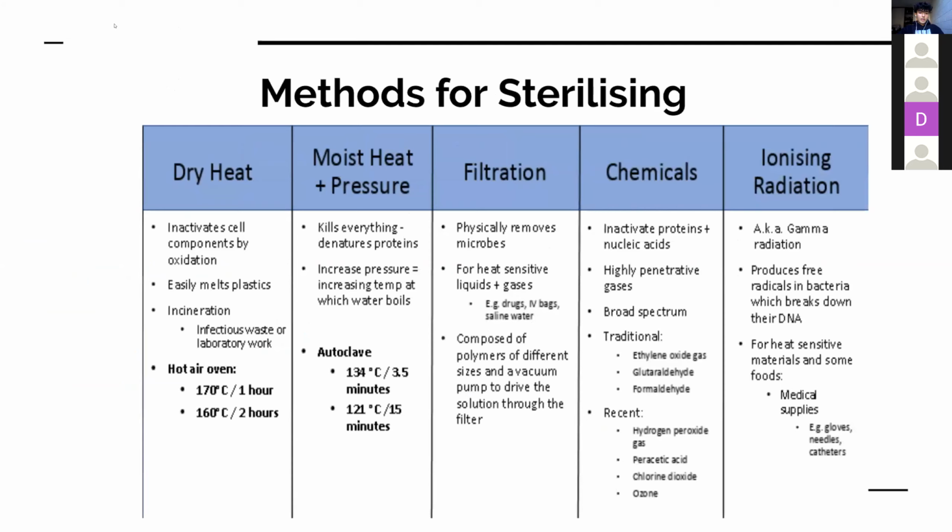The next one for sterilizing, they want you to memorize. They will almost 100% ask you a question on dry heat, moist heat, and pressure, and the temperatures. So just remember hot air oven regarding dry heat, which is 170 degrees Celsius for an hour or 160 degrees for 2 hours. And when they use moist heat and pressure, it's through an autoclave, and that's 134 degrees Celsius for 3.5 minutes or 121 degrees Celsius for 15 minutes. So just remember those two.